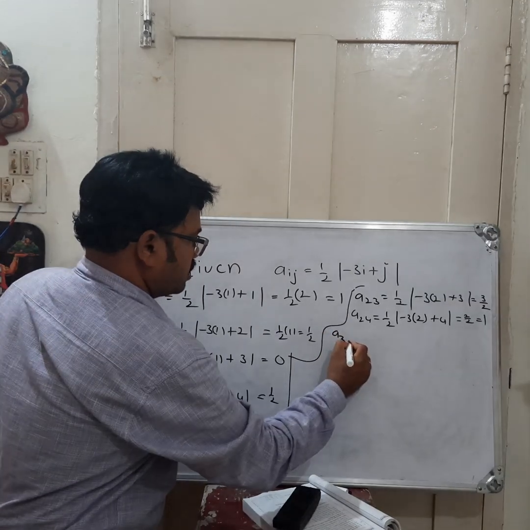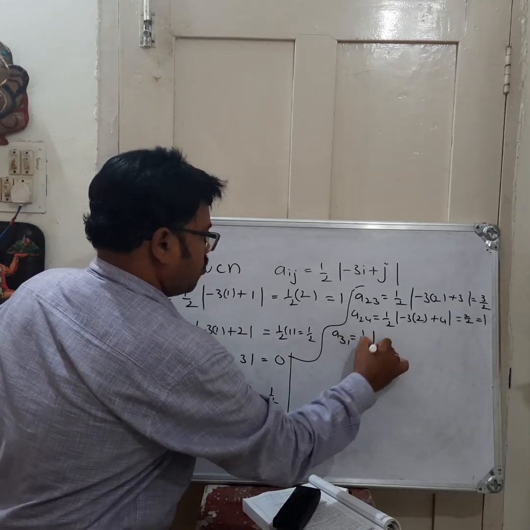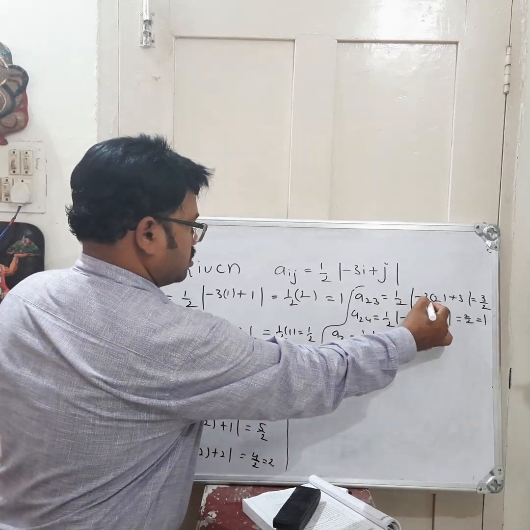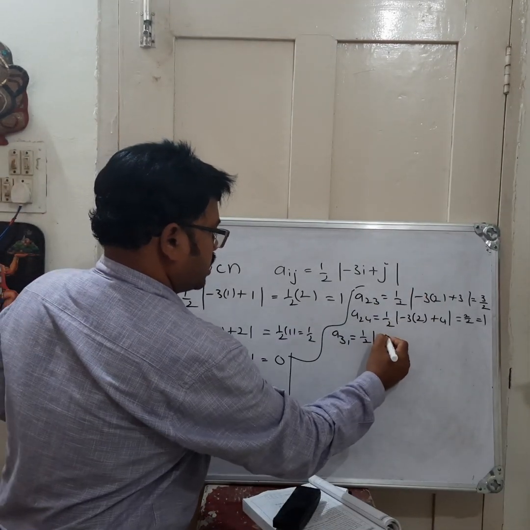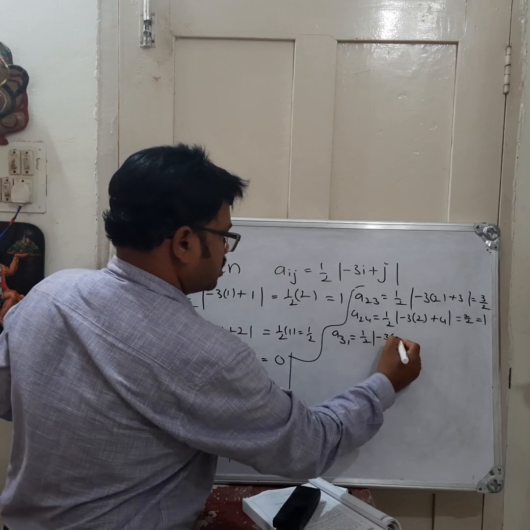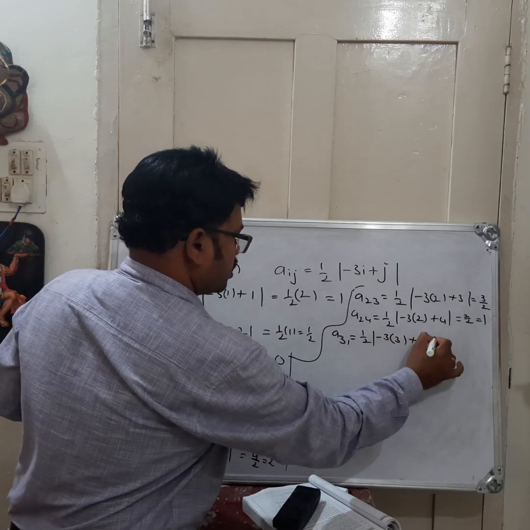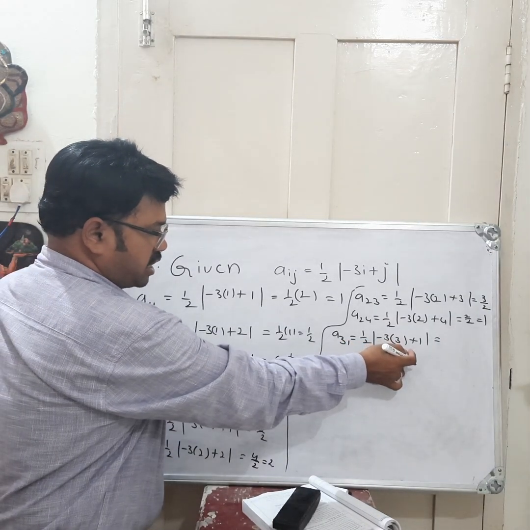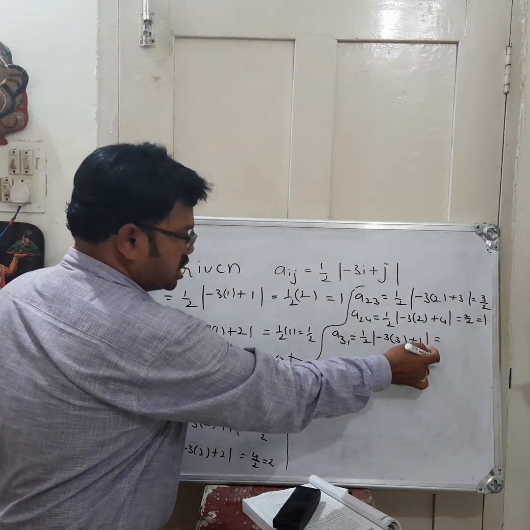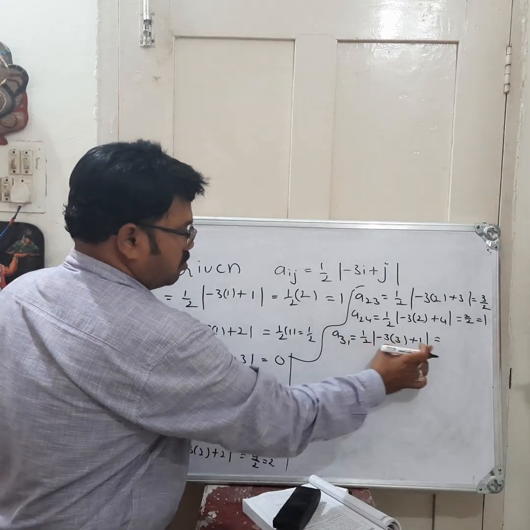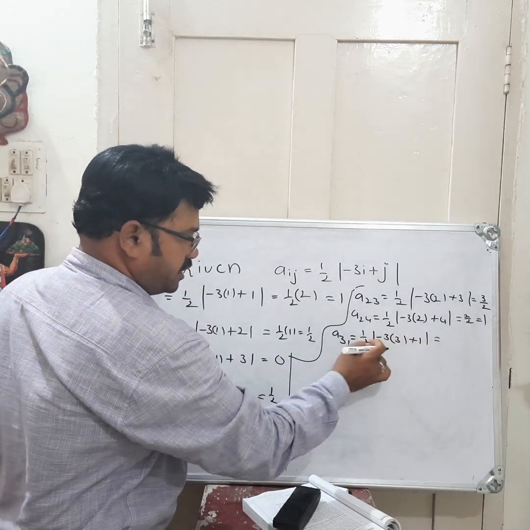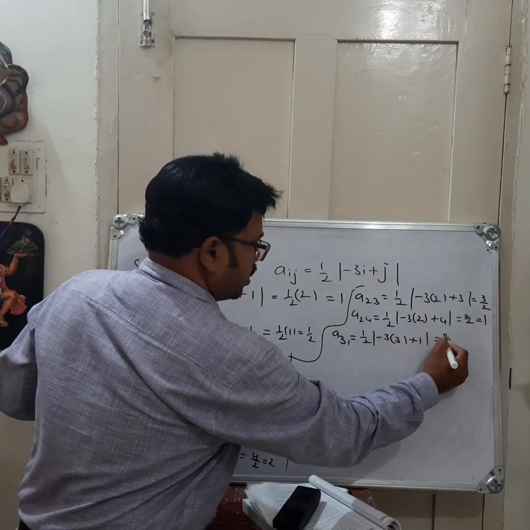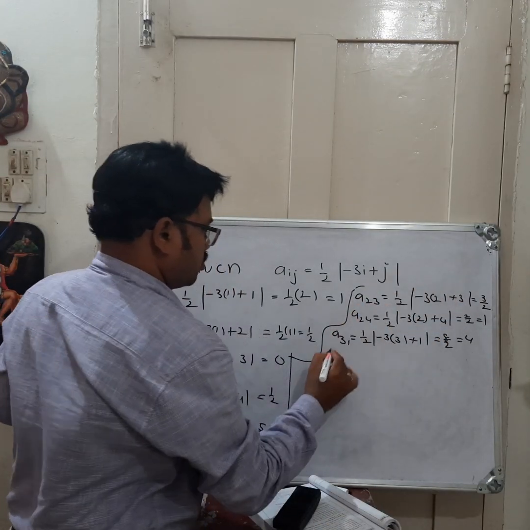Next, A31. So 1 by 2 into, here the value is minus 3 into i value is 3 and j value is 1. See here, minus 3 into 3 is minus 9, minus 9 plus 1 is the value minus 8. Due to modulus, minus 8 becomes plus 8. 8 into 1 by 2, the value is 8 by 2, equal to 4.